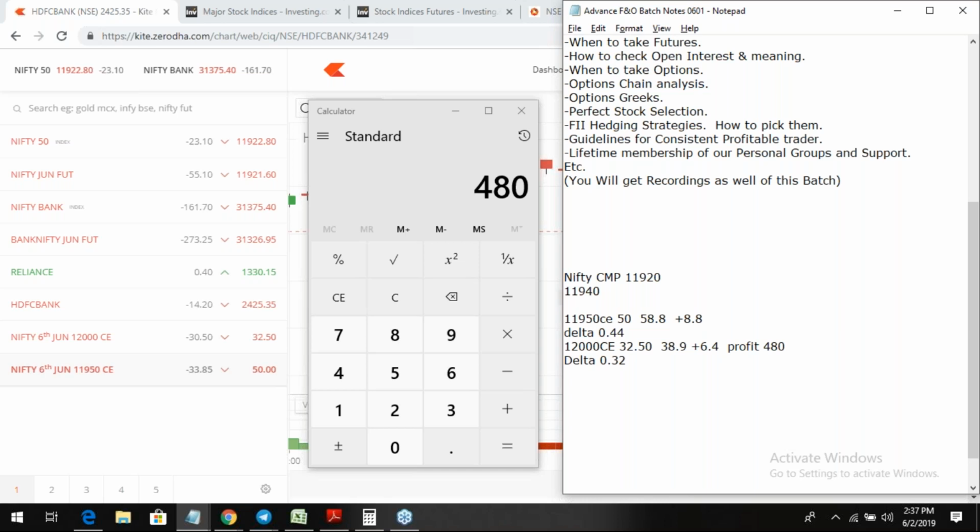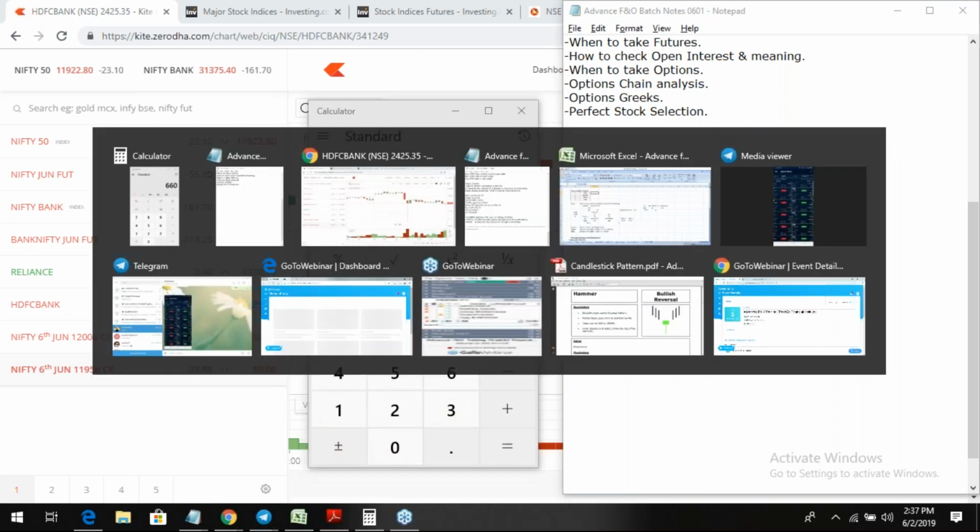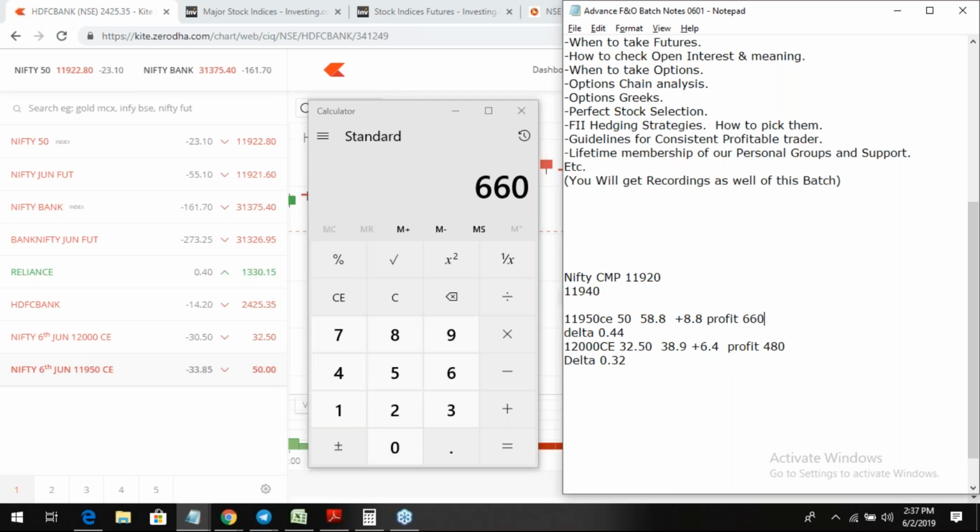And here you will get 8.8 into 75. How much profit will you get? 660. Now you tell me which call is good. See, the difference is 660, 480. Understand the difference now? Why are we buying higher delta? Because we'll get more premium. Your premium will get high quickly, right?